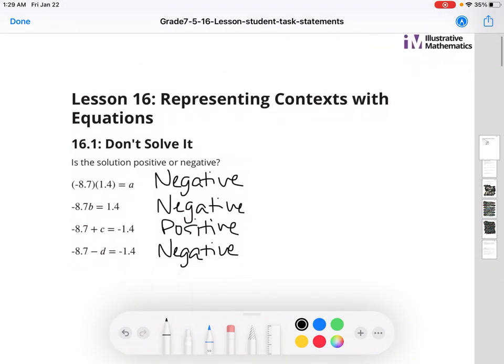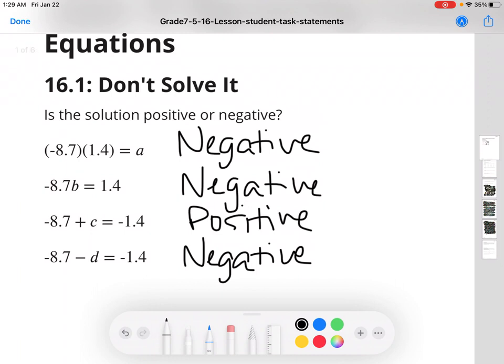So let's go look at this real quick. Looking at this one, negative times positive gives you negative. So you have two numbers and the signs are different, therefore your answer would be negative. On the next one, we have negative 8.7 times B equals 1.4. So I know a negative times something has to give me a positive. So therefore I know it has to be a negative, because in order for my answer to be positive with multiplication, my two numbers have to have the same sign.